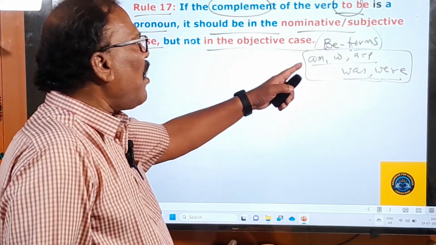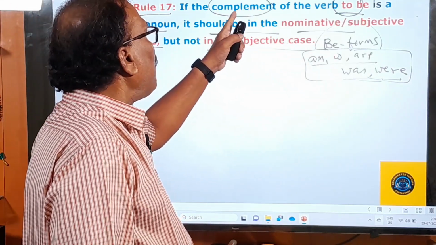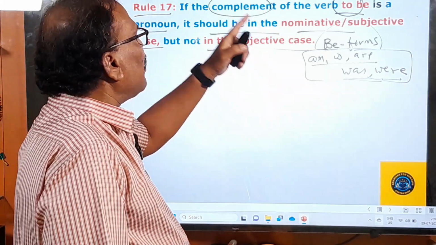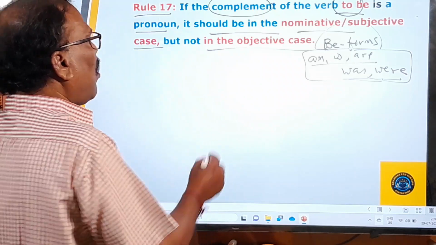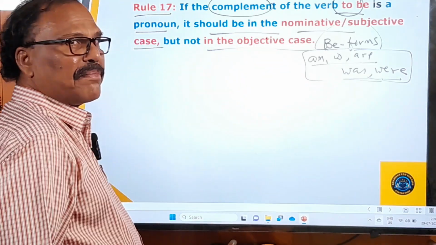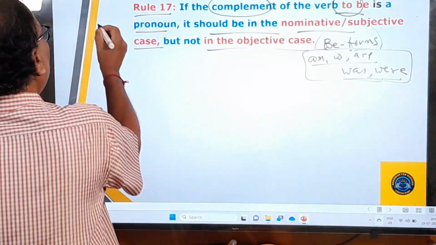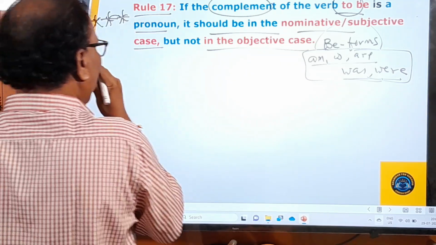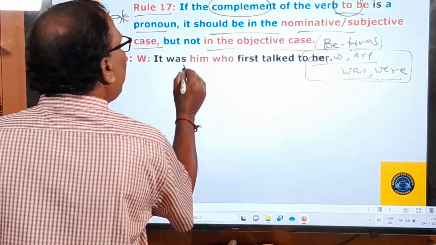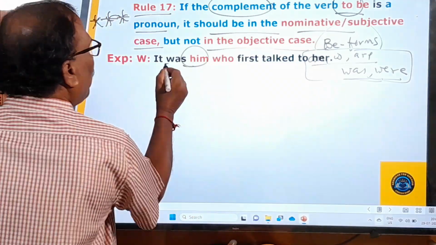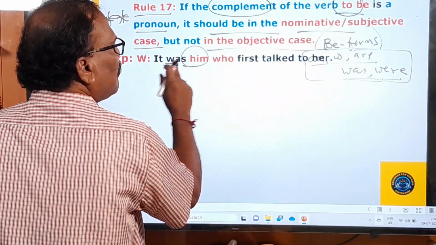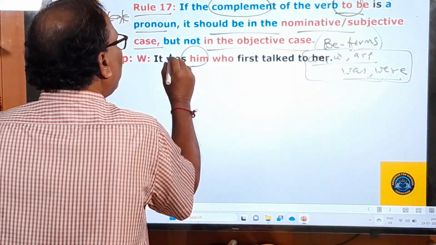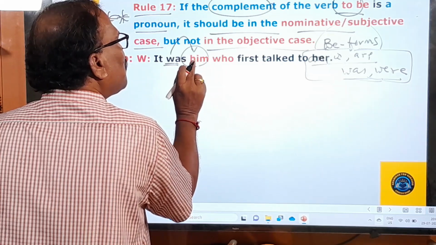With the be forms, after the be forms, the complement must be only in the nominative case or subjective case, but not in the objective case. How? Very important again from the examination point of view. Now I'll give you some examples. It was him. The be form is there. Was is the be form: am, is, are, was, were. To be means be forms. So after this, an objective case pronoun is used. You should not use this.